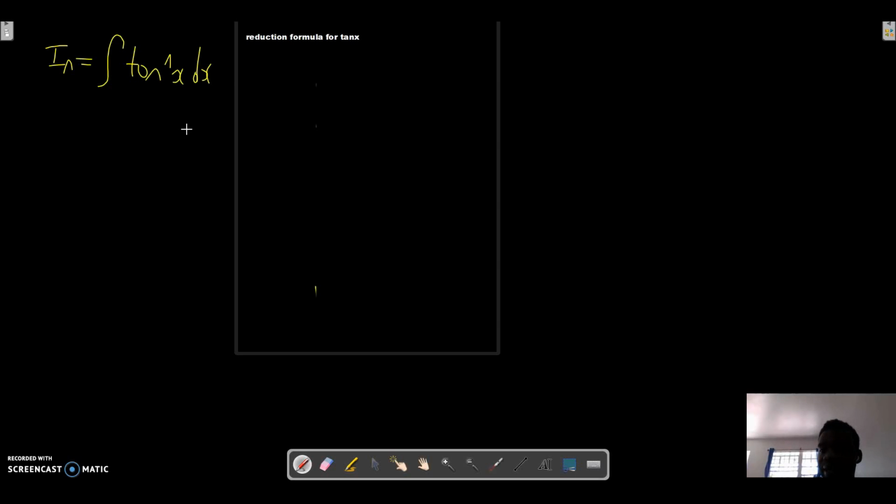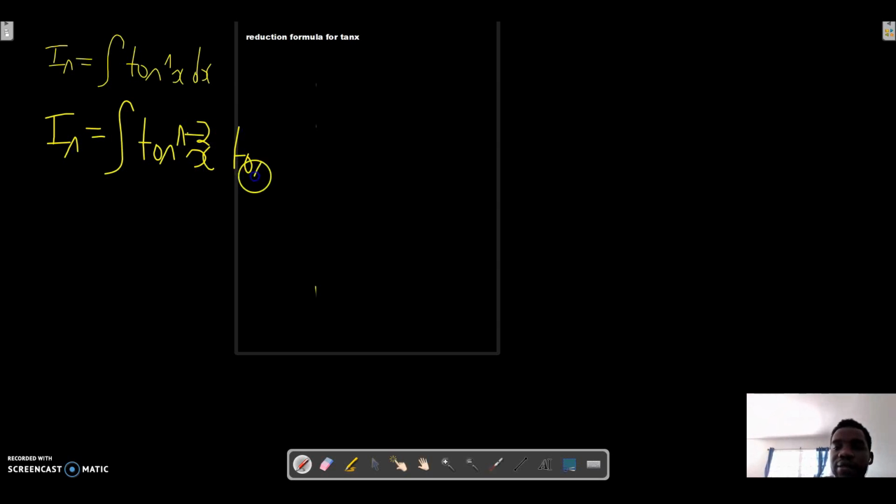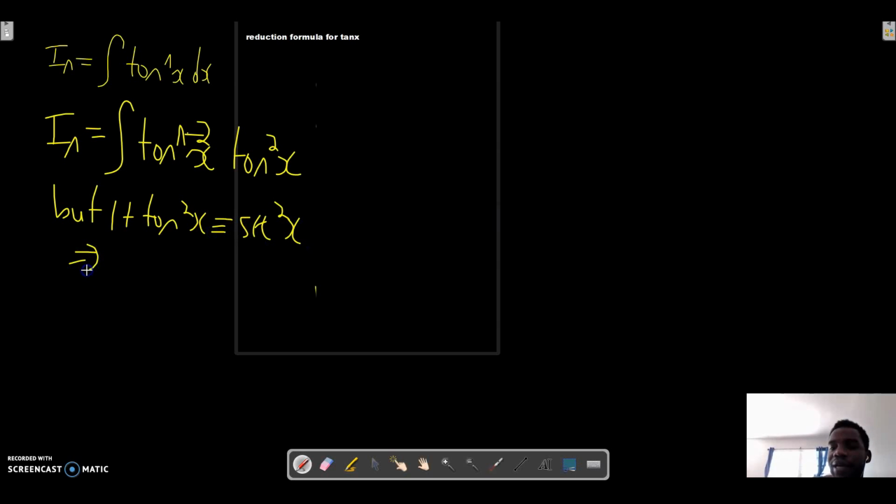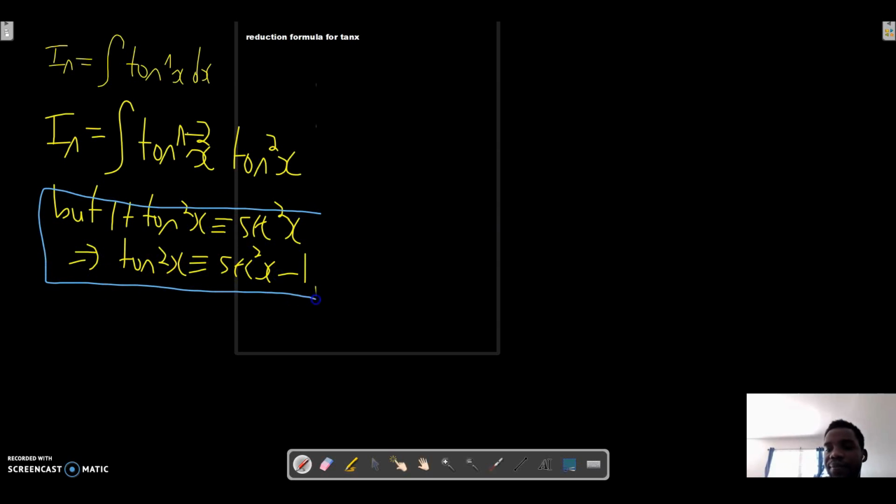So I'm first going to start by saying In is equal to the integral of tan to the n minus 2x tan squared x, using the laws of indices here. But we know that 1 plus tan squared x is equivalent to sec squared x, which would imply that tan squared x is equivalent to sec squared x minus 1. So this is the identity we're applying right here. Let me just put this in a box.